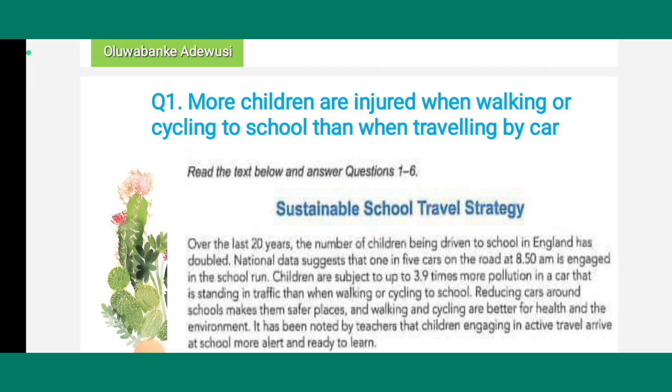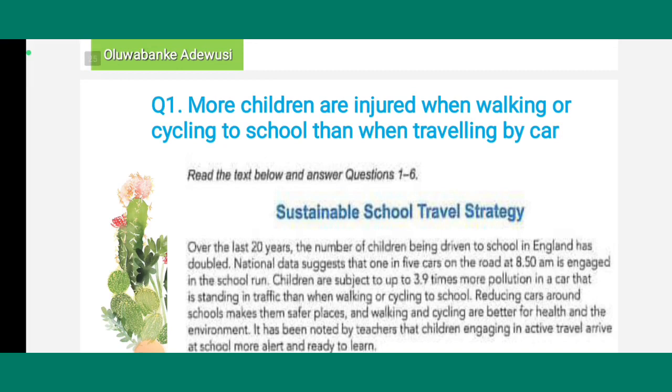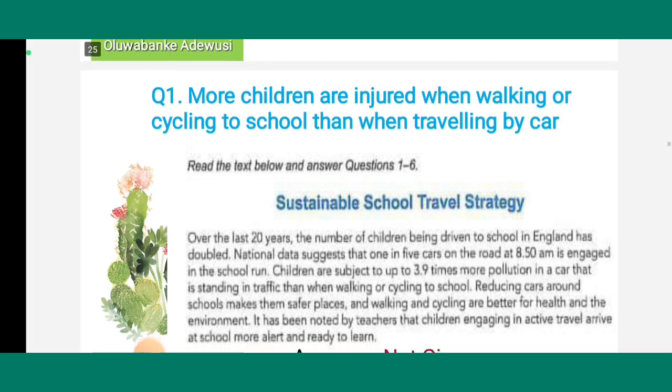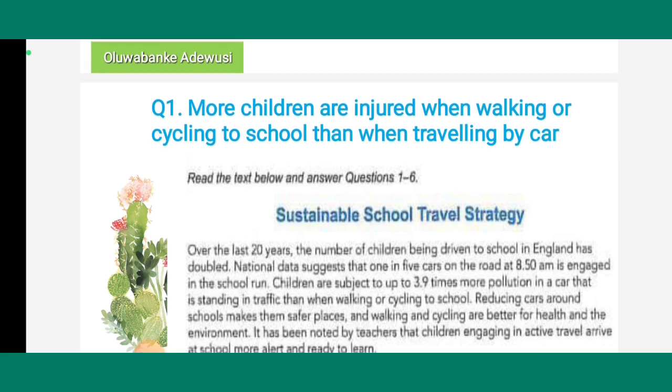So when you look at the paragraph, you can see here it reads, over the last 20 years, the number of children being driven to school in England has doubled. National data suggests that 1 in 5 cars on the road at 8:50 a.m. is engaged in the school run. Children are subject to up to 3.9 times more pollution in a car that is standing in traffic than when walking or cycling to school.